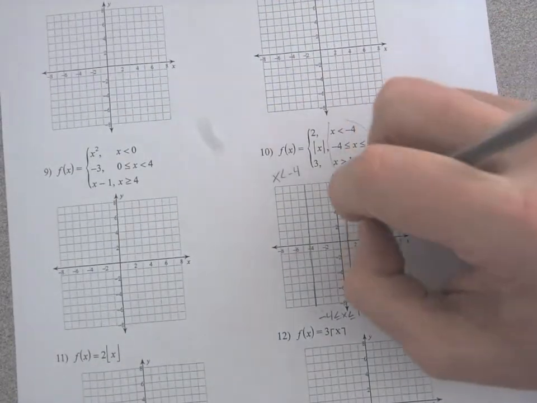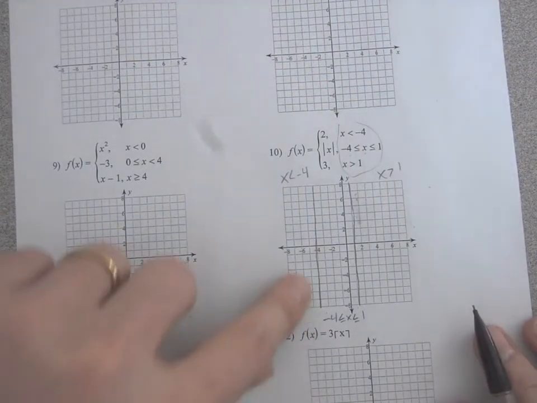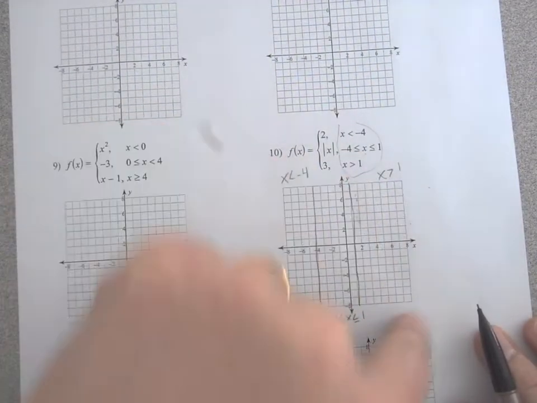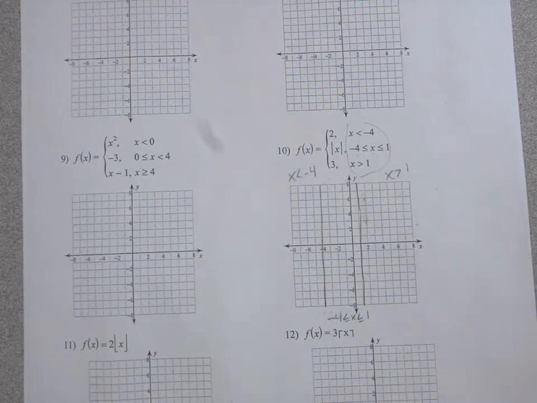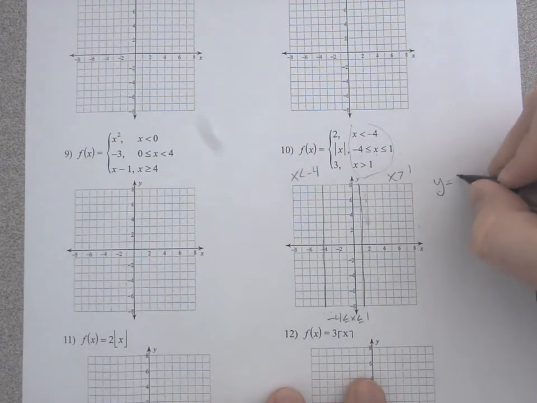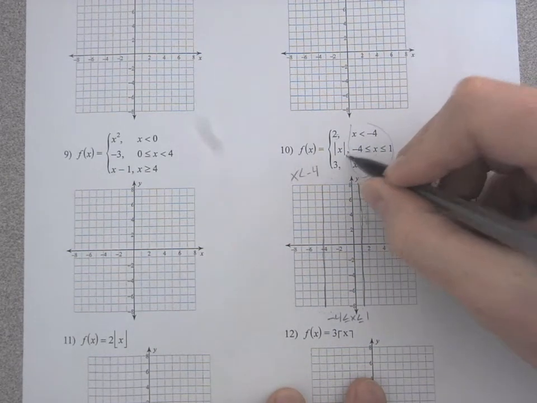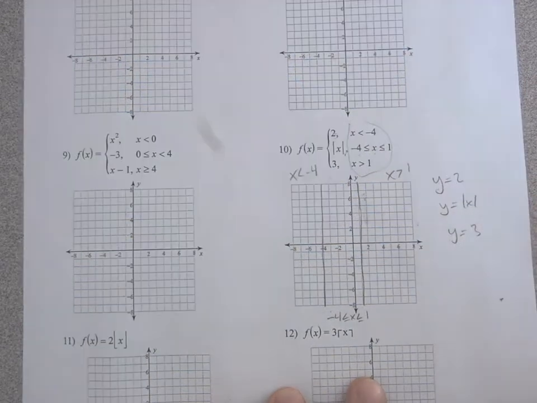Those aren't part of my graph. Those are just the places where I'm going to graph. So there's going to be a graph over here, there's going to be a graph over here, and there's going to be a graph over here. Okay, that's my first step. My second step is to write out my 3 functions that I'm going to graph. So I have y equals 2, I have y equals square root of x, and I have y equals 3.